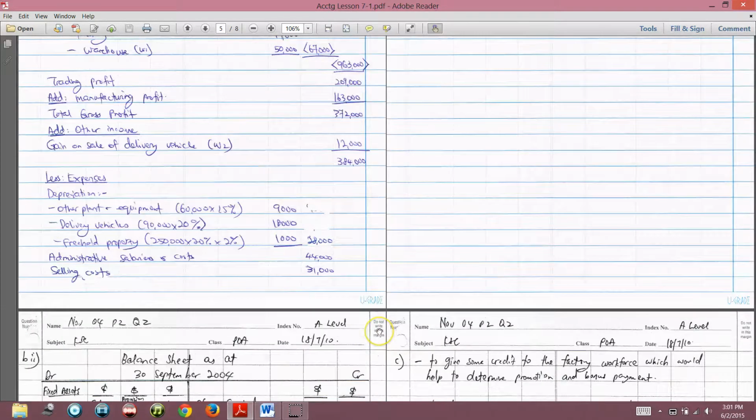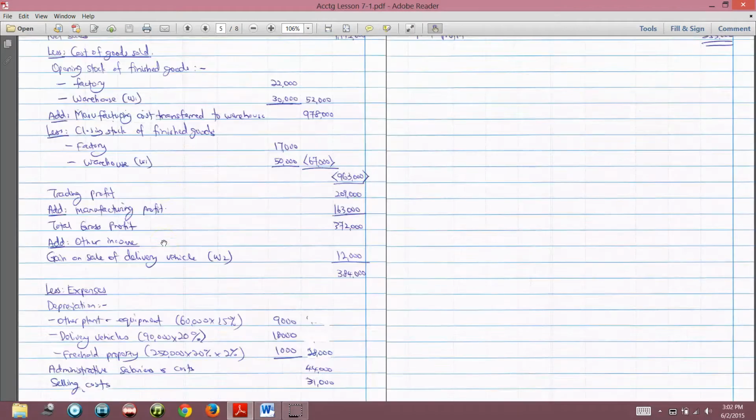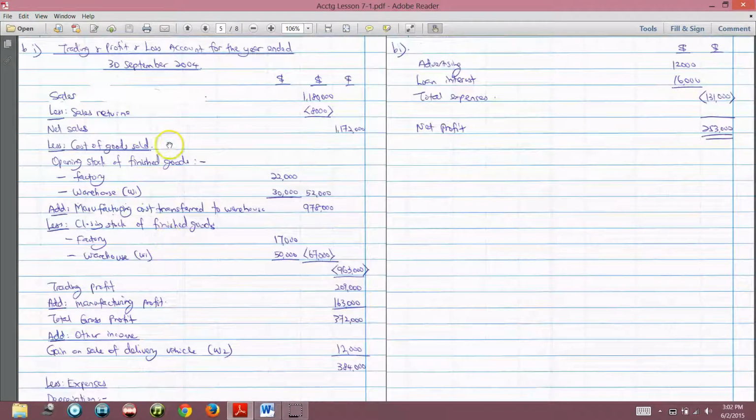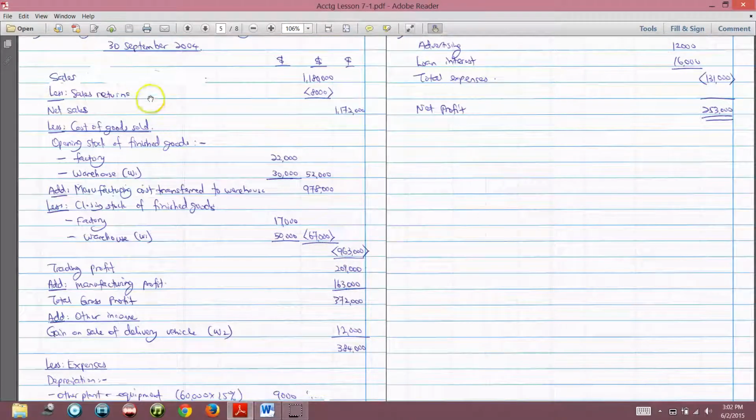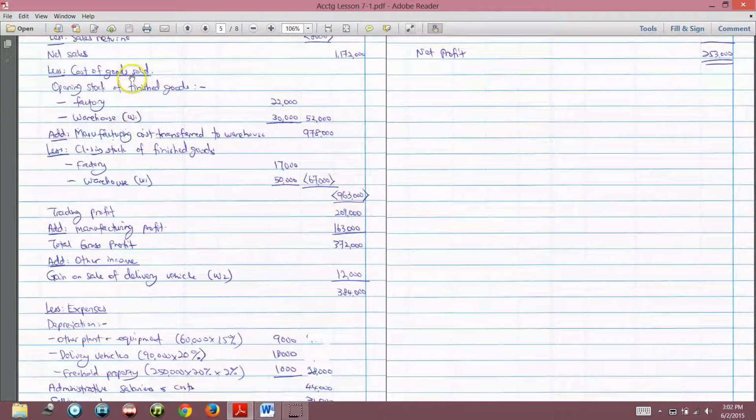And then this one is the trading and profit and loss account. You put sales, and then you leave 2 lines, then you put less cost of goods, and underline. Since this is a manufacturing account, there will be a lot of things under cost of goods. So you leave about this amount of space, or maybe you can leave this whole piece.